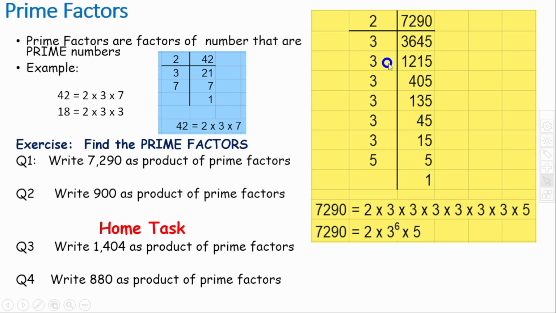Now let's try 3 in 5, which is not possible, so we use 5. How many 5s can you find in 5? 1. That's how we got this final 1. Once we get to 1, that's the end of the division.